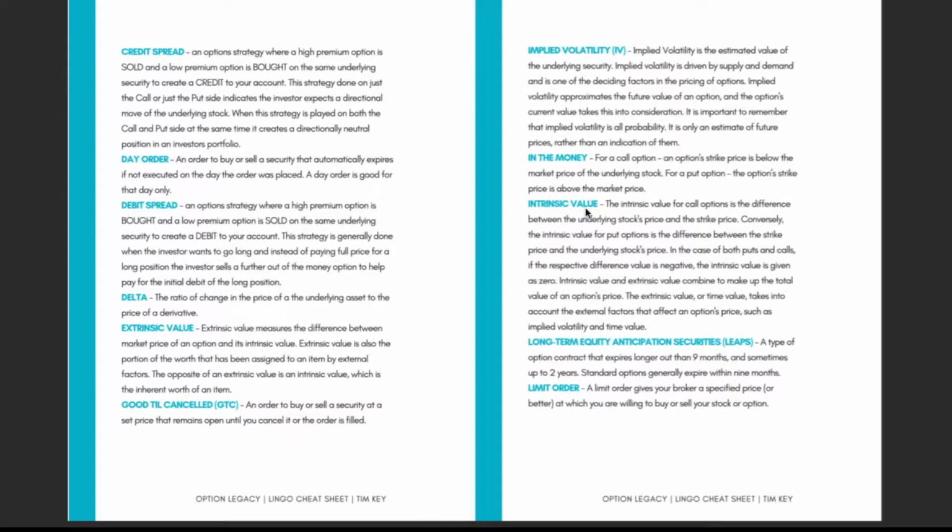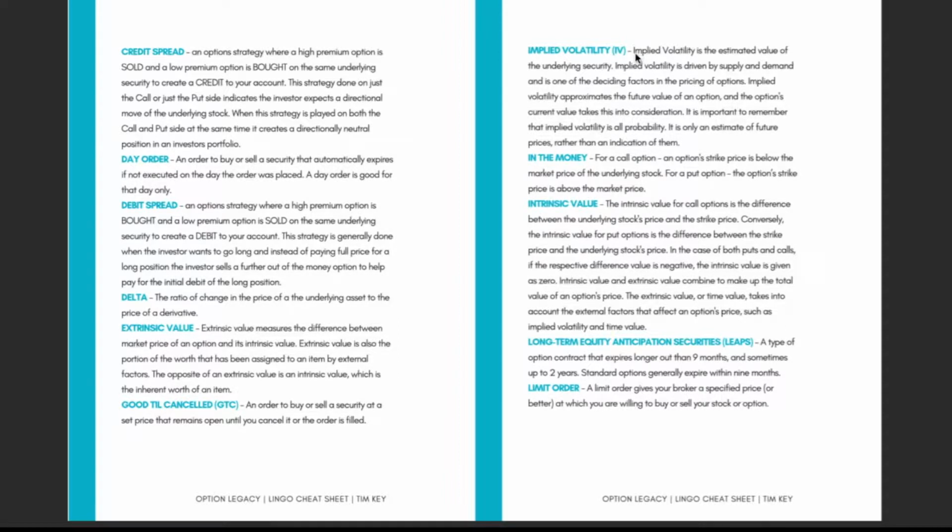Intrinsic value and extrinsic value combined make up the total value of an option's price. The extrinsic value or time value takes into account the external factors that affect an option's price, such as implied volatility and time value. So we have intrinsic value, and that makes up one aspect of the option's premium. The other two are called implied volatility and theta, and those are also known as extrinsic value.